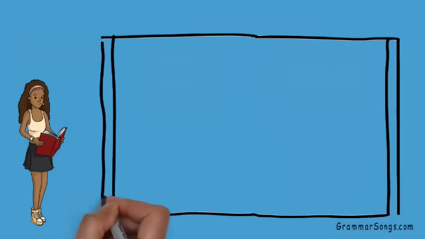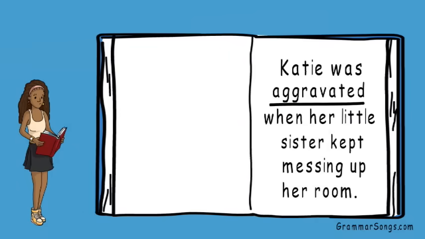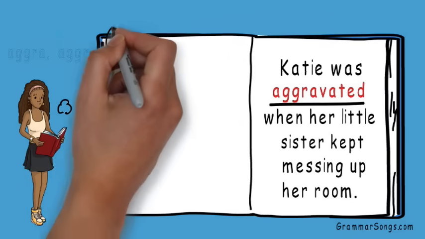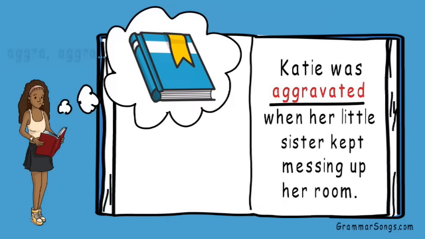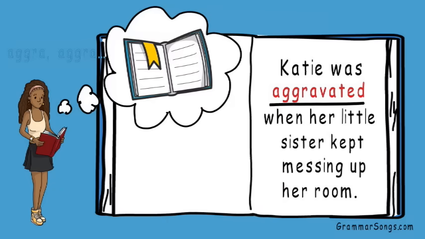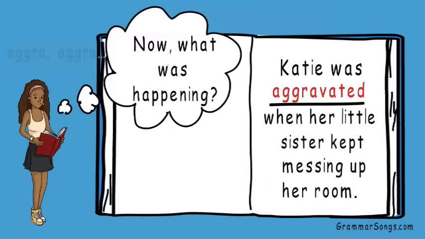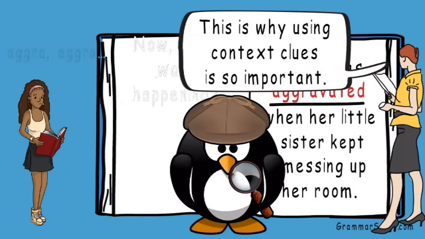Let me show you. When we read, sometimes we will come upon an unfamiliar word that we don't know and have trouble sounding out. We could choose to stop reading and find a dictionary, but this can take away from our comprehension or understanding of the story by interrupting the flow. Now, what was happening? This is why using context clues is so important.